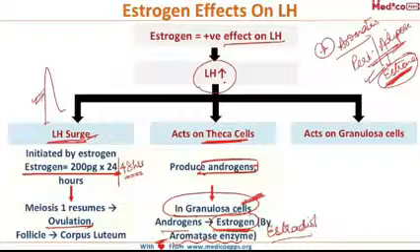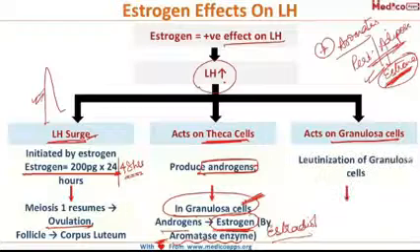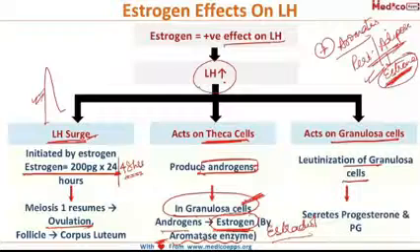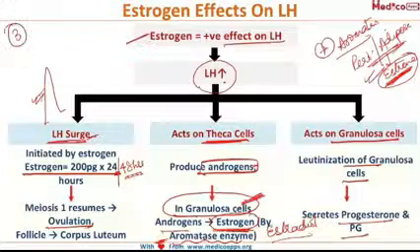Now coming back to the action of LH, apart from theca cells, it also acts on the granulosa cells. Here it will cause luteinization of the granulosa cells, thereby leading to the release of progesterone and prostaglandins. So you see here that all the three steroid hormones have been formed. The estrogen was formed, the androgens are formed, and the progesterone is formed.